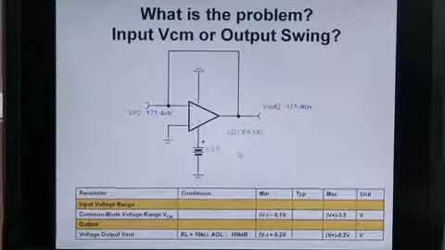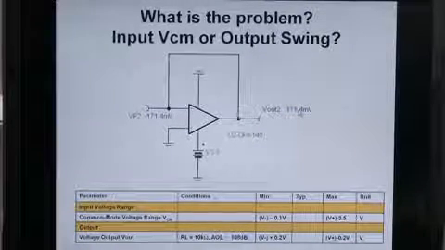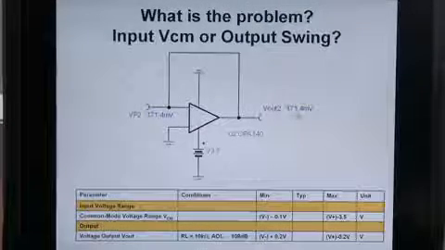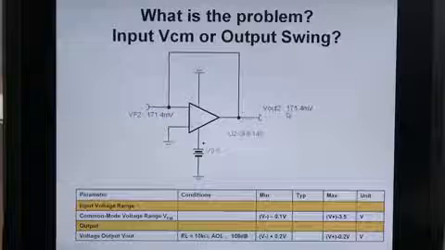Here's a real-world example. It's a buffer. We're applying 0 volts to the input. We expect to get 0 volts out or just some small offset, but we get hundreds of millivolts, whereas it should just be microvolts out.